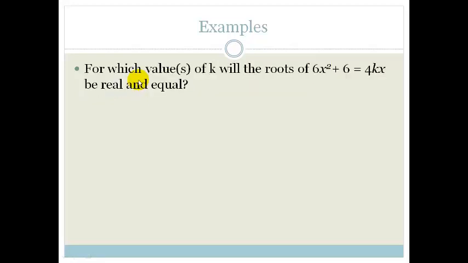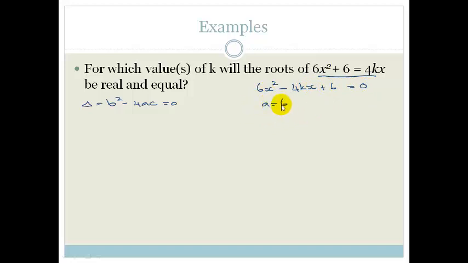Right, let's look at one more example. It says, for which values of k will the roots of 6x squared plus 6 equals 4kx be real and equal? So we know that we're going to be using delta is equal to b squared minus 4ac. And for the roots to be real and equal, this has to equal 0. But in order to use this, we need to get this into the quadratic form. So let's rearrange it. We've got 6x squared minus 4kx plus 6 equals 0.